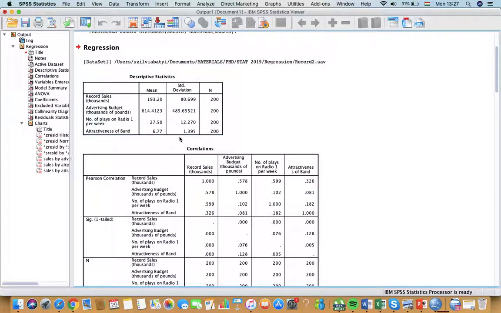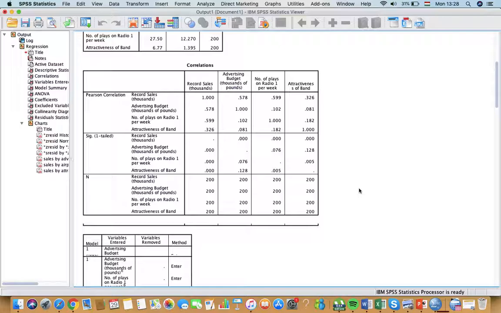First, you see descriptive statistics of the data. You can see that the mean record sales are 193,000. This is the standard deviation. It will be important later. And also the standard deviations will be important later, so it's good to keep it.